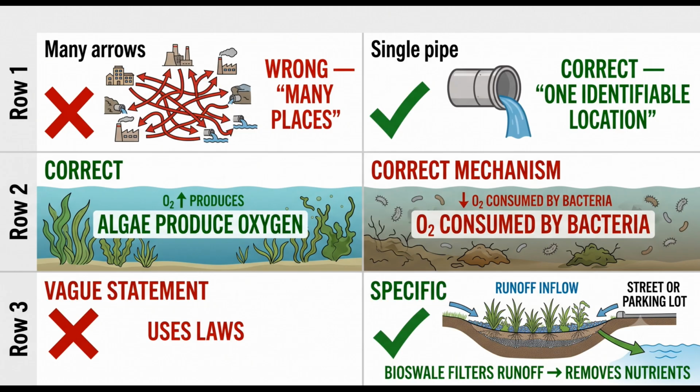Mistake 3. Naming a management strategy without explaining how it works. "Singapore uses laws" alone is 1 mark. The 2nd mark requires the mechanism, how the law or program specifically reduces the pollution.